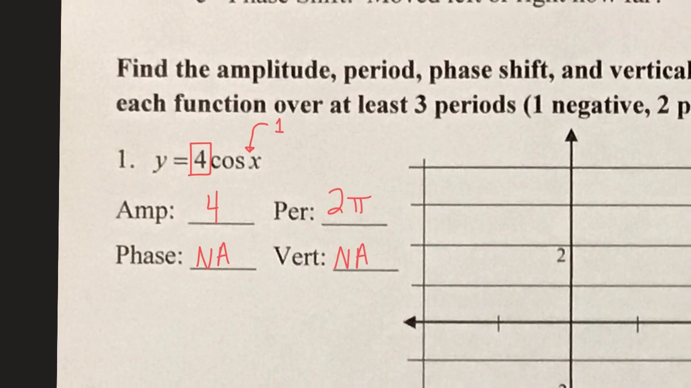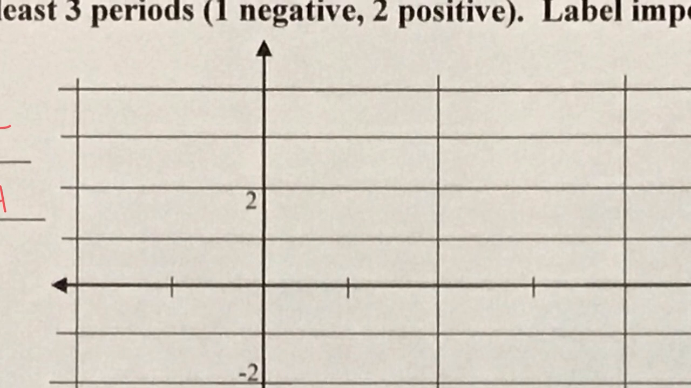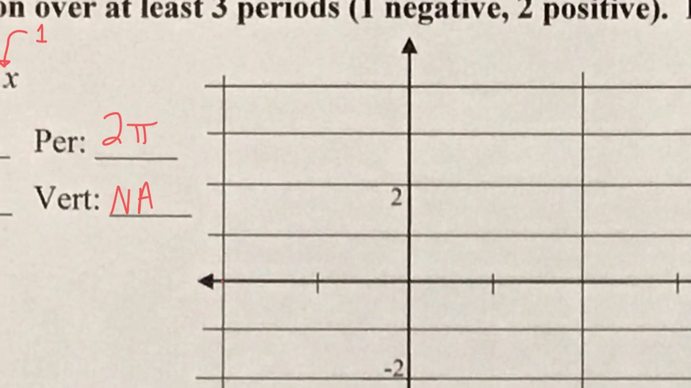So how does a cosine graph go? Well, cosine always starts at a max. So we're going to start 4 units above the x-axis, right? The x-axis is your midline without a vertical shift. The x-axis is the middle. So we're going to go 1, 2, 3, 4 units above that midline, and that's our first point.